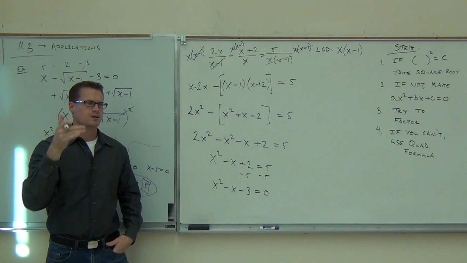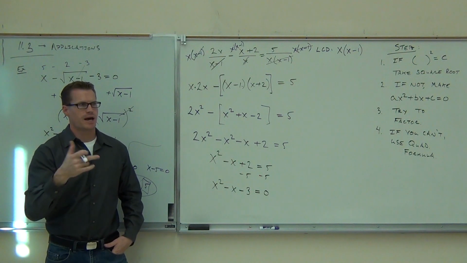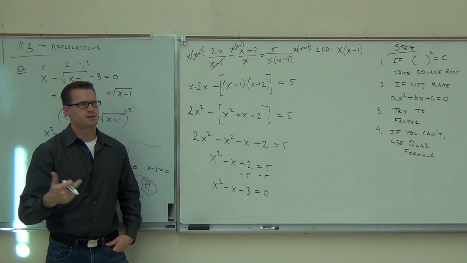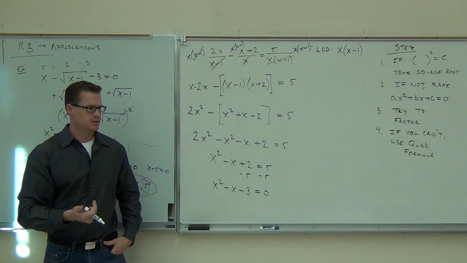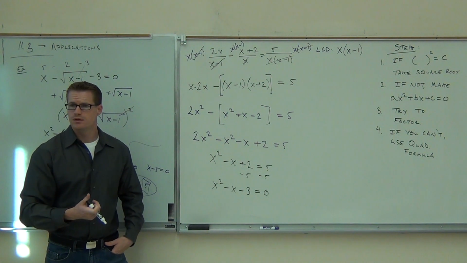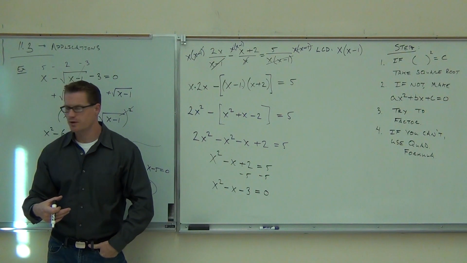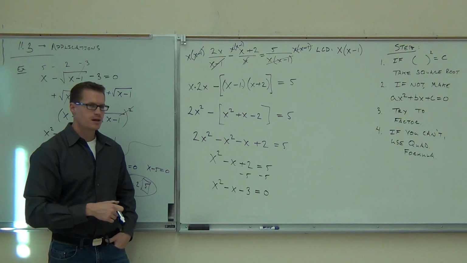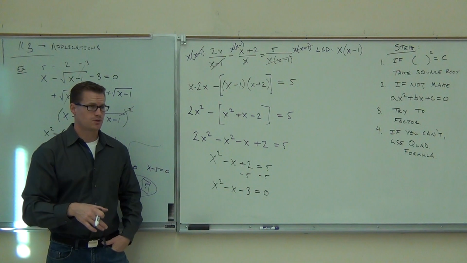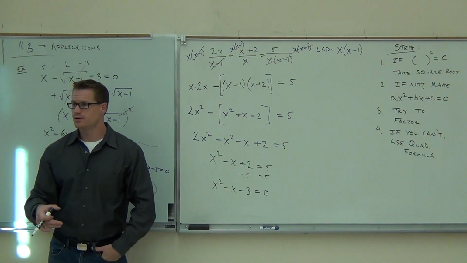Negative 1, negative 3, trying to add to negative 1 and multiply to negative 3. Can you think of anything? No, I can't either. Because the 2 and the 1, that's going to multiply to 2. That doesn't really work. So, if we cannot factor, what are you going to do? Plug it into the quadratic formula.